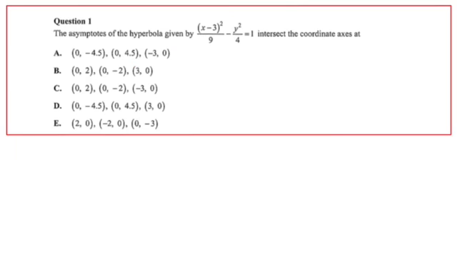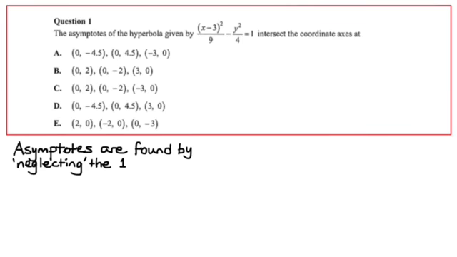Question 1. The asymptotes of the hyperbola given by that equation intersect the coordinate axes at. Alright guys, I think this is pretty easy to do without CAS. I wouldn't bother with CAS because the keystroking takes quite a long time, and you can often do a wrong keystroke and then get the wrong answer and all kinds of dramas. So if they're easy to do manually, I do them manually.